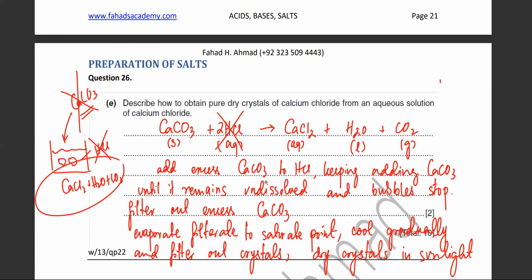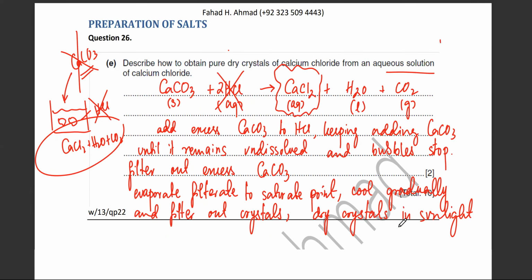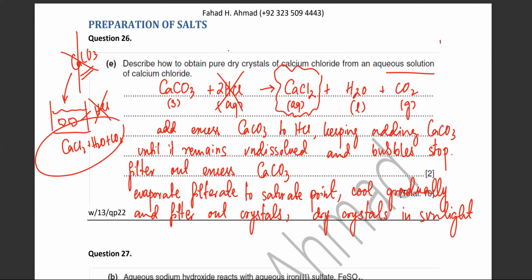So what we did wrong over here is that they weren't looking for the method of preparation. They just said that there's already aqueous calcium chloride, so you had already formed this. They weren't asking how you're going to form this. They were just asking about crystallization. How would you make pure dry crystals? So the answer to this question was just the last part. You evaporate the solution to saturation point and you cool gradually and filter out crystals and dry those crystals in sunlight. Okay? But we wrote down the entire complete method of preparation. So is this clear? This thing, excess method. Is this clear? Yes, sir.